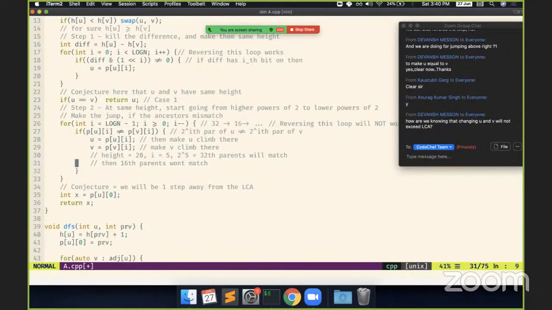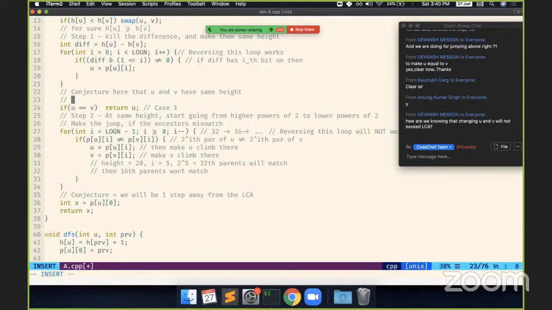Okay, how are we knowing that changing U and V will not exceed the LCA? Good question. After this point, when the heights are the same, LCA of U comma V is equal to LCA of PU0 comma PV0. Think about this. You can keep on doing this: LCA of F of U comma 2, F of V comma 2. The LCAs will remain the same. If both of them are climbing at the same speed, if both are climbing 5 steps up together, then the LCA will still remain the same.